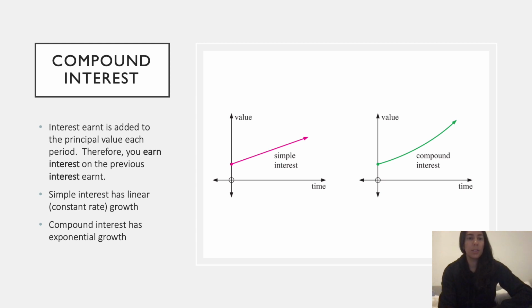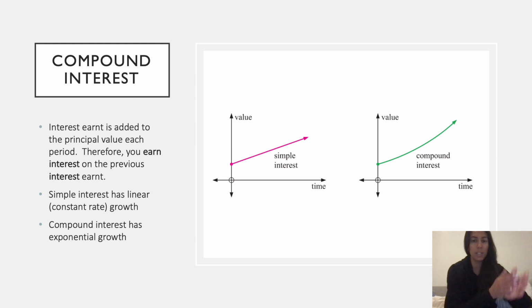So with simple interest, you have a linear growth rate. The interest that you earn is the same amount per time period. So for example, every year you might earn $500 interest. With compound interest, it has exponential growth. So you earn a percentage on how much you have.